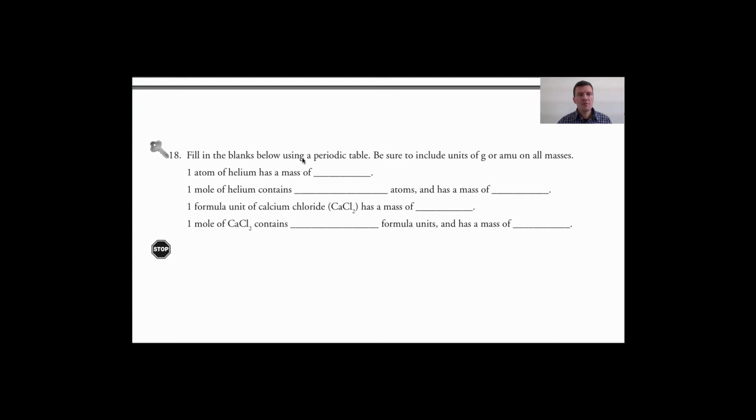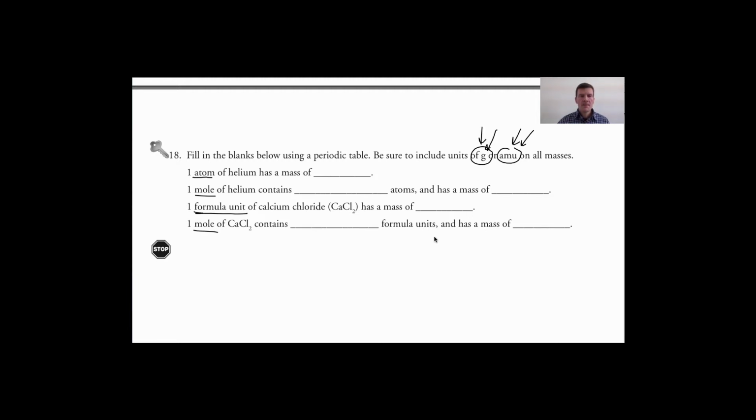So let's fill in the blanks below using a periodic table. And make sure we are aware of grams or AMU. Let's just point out a few things here. Let's just make some observations. If we're talking about a single atom, AMU. If we're talking about moles, you better use grams. If we're talking about a specific formula unit, like just 1 molecule of that, AMU. If we're talking about a mole, grams.